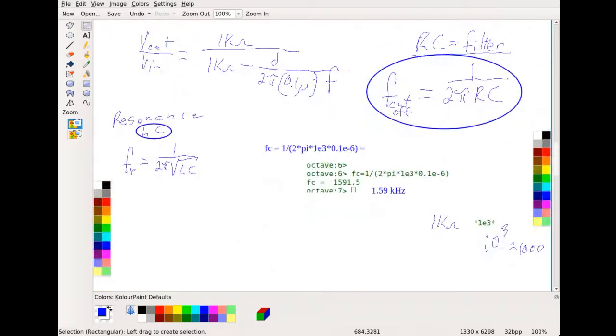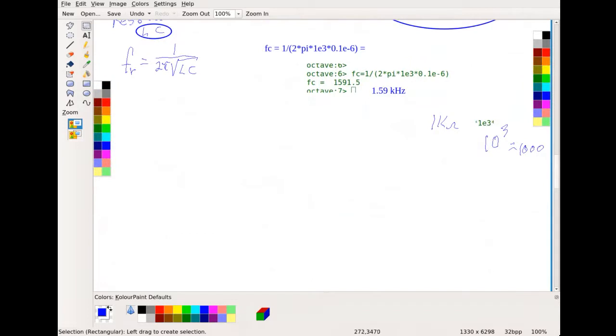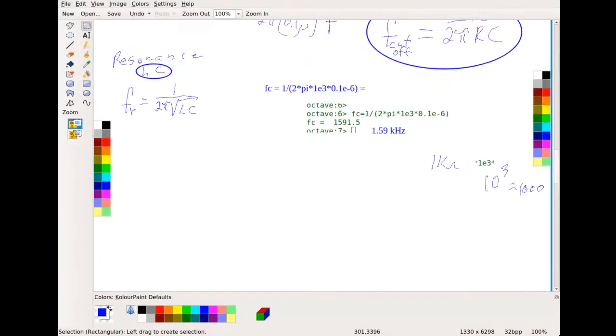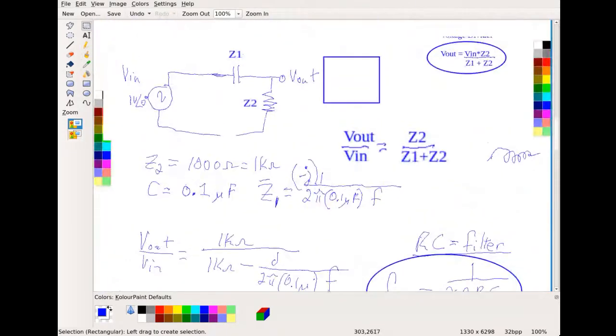So we looked at the critical frequency here. Again, we want to look at this equation: V out over Vn is Z2 times Z1 plus Z2. Let me show you a couple of things in Octave. Unfortunately, I'm going to have to switch back and forth on screens to do this.